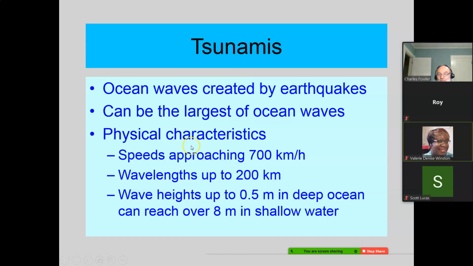Okay, now the wavelengths. Can you imagine this? From crest to crest, 200 kilometers. That is about 120 miles from one tsunami crest to another tsunami crest. Okay, 200 kilometers, about 120 miles. But guess what? Traveling at 420 miles per hour, hey, it's not going to take long before that next one gets there.